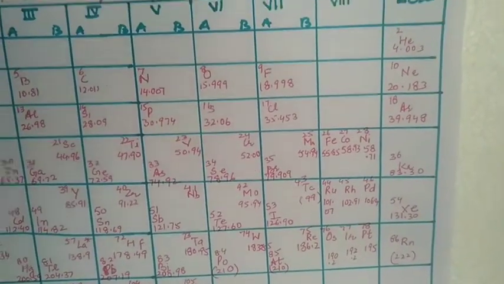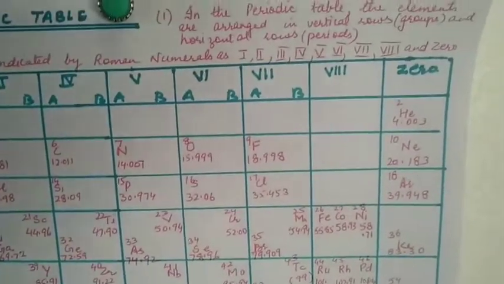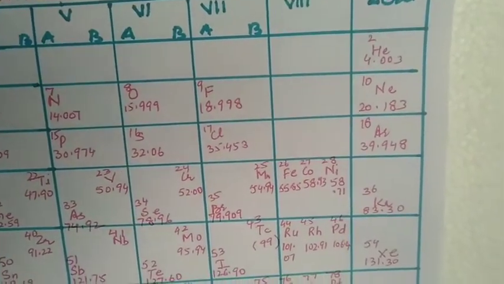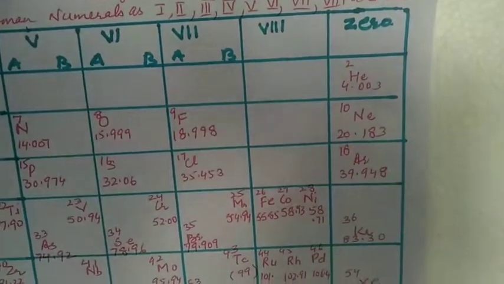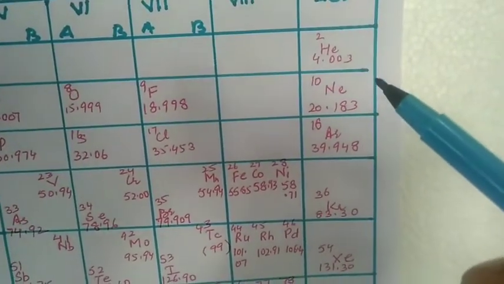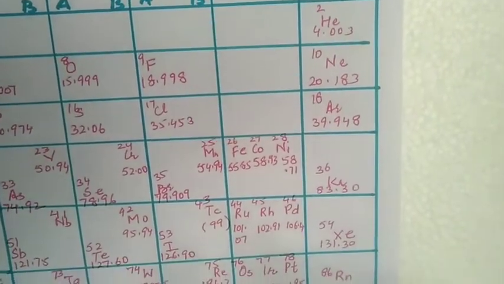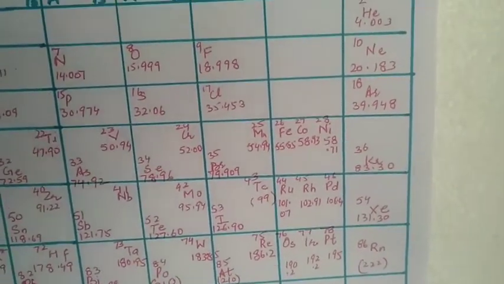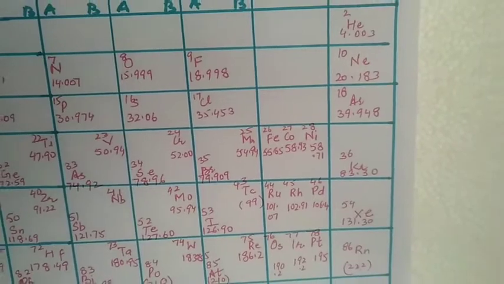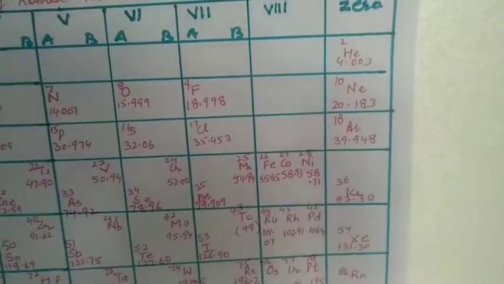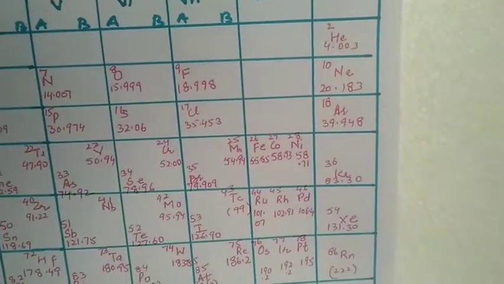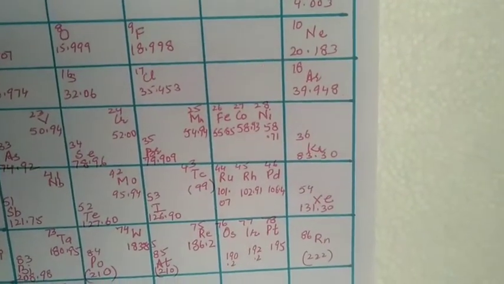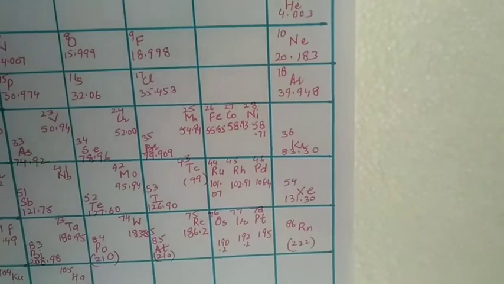The 0 group elements consist of elements belonging to inert gases or noble gases. These elements were discovered later on, around the year 1898, by Ramsay and Rayleigh, and all these elements have a valency of 0. Hence they belong to group 0. The elements are helium, neon, argon, krypton, xenon, and radon.